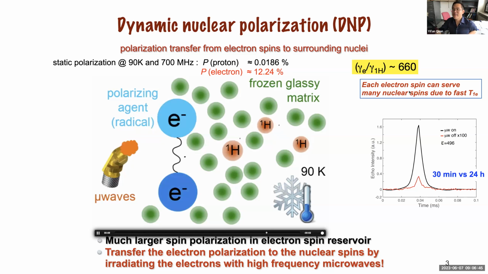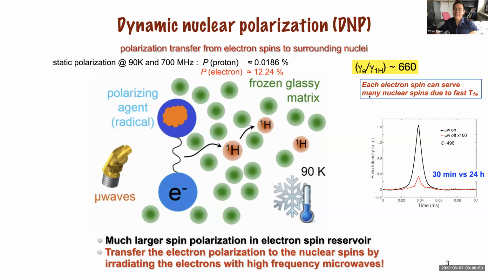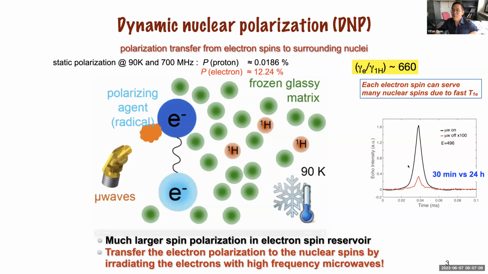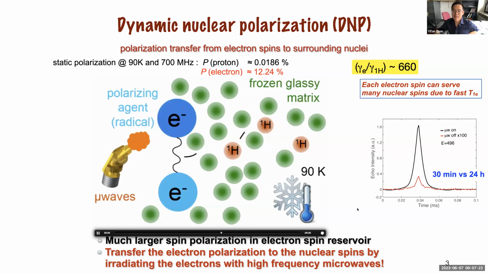And as I mentioned, the time scales for the electron spin and the nuclear spin are largely different. The electron typically has a much shorter spin-lattice relaxation time than the nuclear spins. That allows fast recovery of the electron polarization, and allows one electron to serve many nuclear spins, or polarize many nuclear spins. Here is an example of a DNP-enhanced spin echo NMR signal with 30 minutes acquisition, compared to the thermally polarized signal with 24 hours signal acquisition.